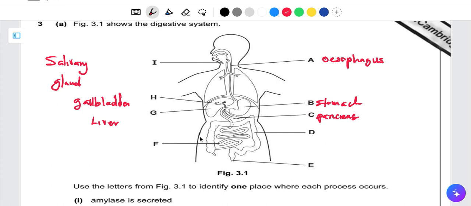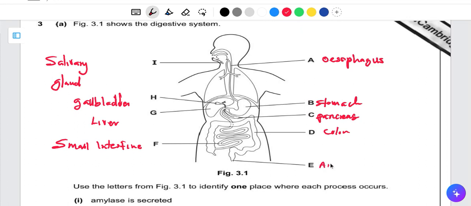Okay, then for D, this one of course is the descending colon, but I'm just going to say the colon, specifically the descending colon, where the absorption of water and electrolytes takes place. And then for F is the ileum, but I'm just going to say the small intestine, because we know that the ileum is part of the small intestine. So in the small intestine, that is where the absorption of nutrients takes place. Then the last part, this one is the anus.